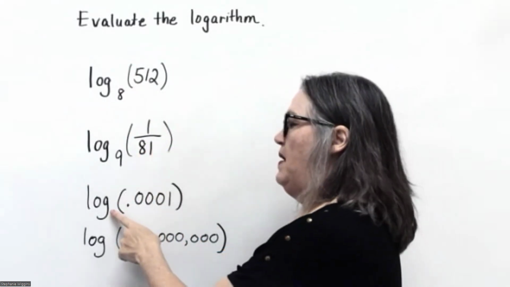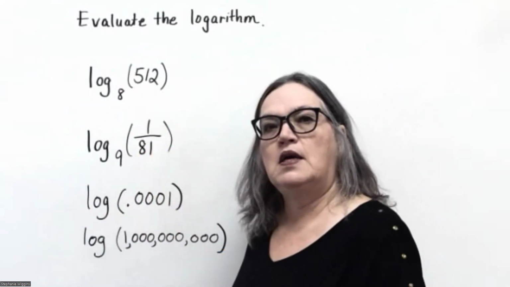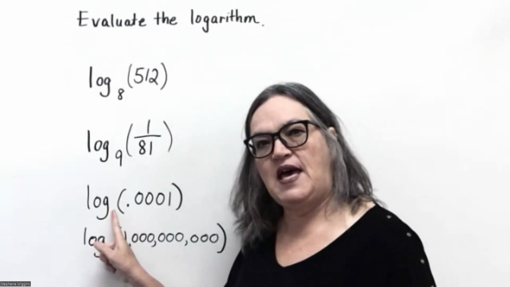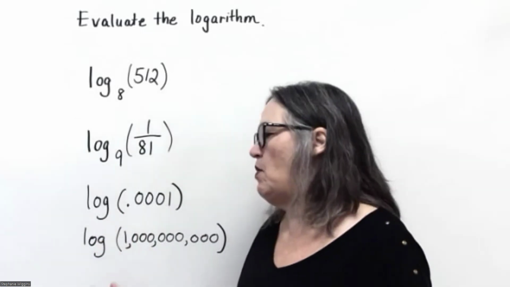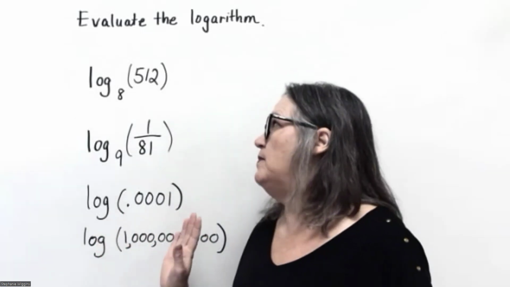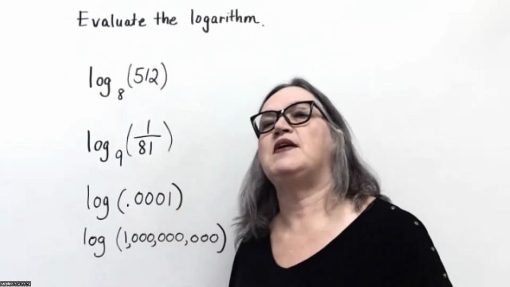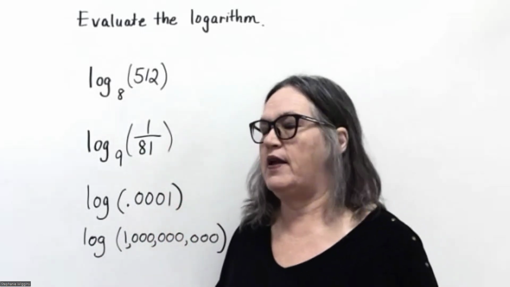And then we're taking a base 10. A common log, which has base 10, is written this way without the number 10 there. So that's how we write the common log. I'm going to show you how to calculate these without a calculator, but then I'm going to show you how to do it with a calculator.